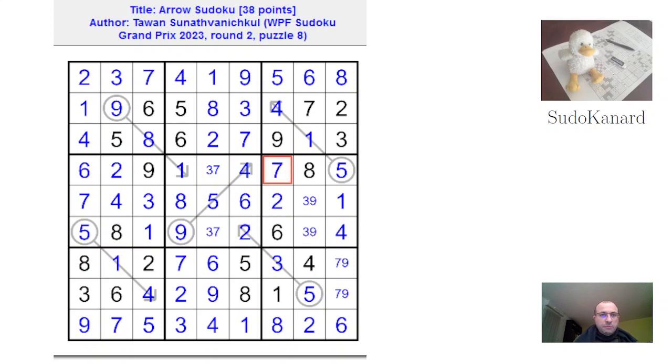Now this is a 2, and indeed the rest was somewhat straightforward. I just had missed the fact that this was the only place where 5 could go in this region. So very, very well constructed arrow Sudoku. Perhaps it could have deserved a little more than 38 points, even though there was no great difficulty. It's well, that's my instant opinion anyway.